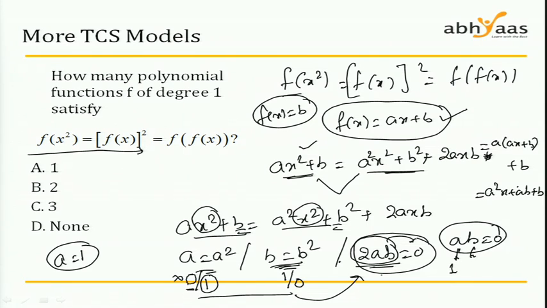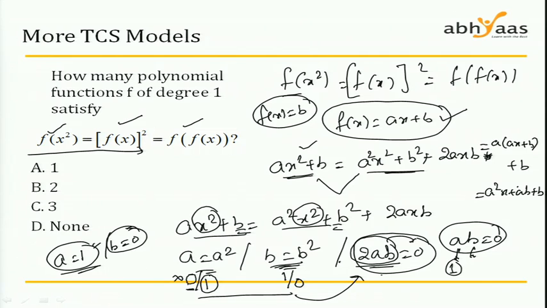We already know a is equal to 1. So what should happen? B value should be equal to 0. Right. So the only possibility in which f of x square is equal to f of x plus f of x, if this condition exists, is when a is equal to 1 and b is equal to 0. It will not happen for any other case.